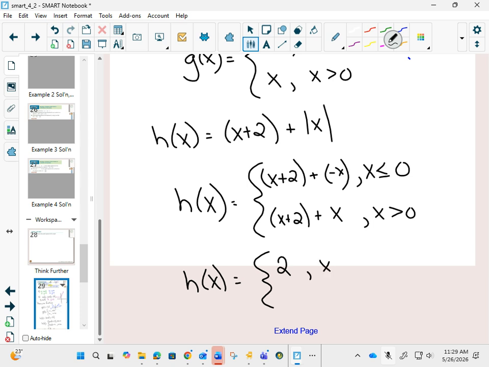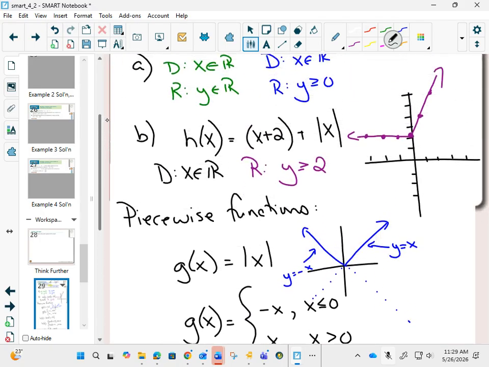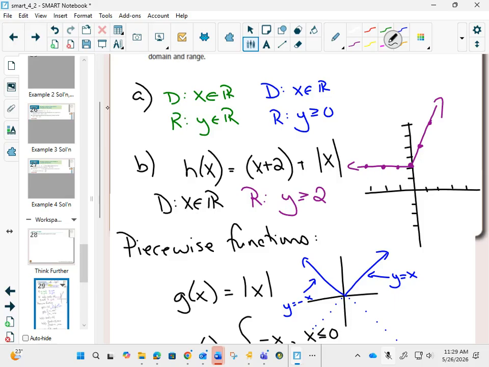Every single time x is less than or equal to 0, it's going to be 2. And what happens when I add these together? X plus x, that's going to be 2x plus 2 when x is bigger than 0. Check out our purple graph originally. Do you see this has a slope of 2? Has y-intercept of 2?